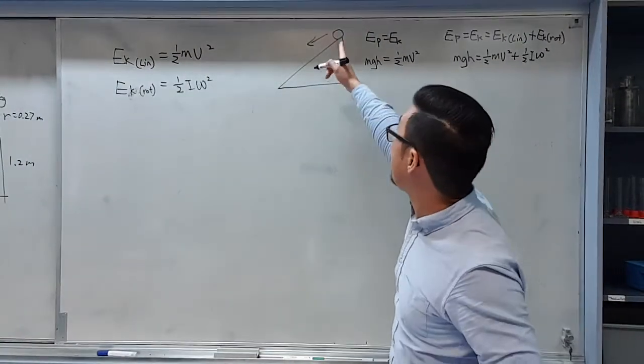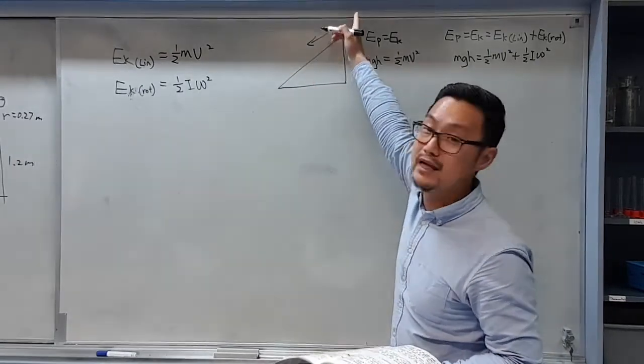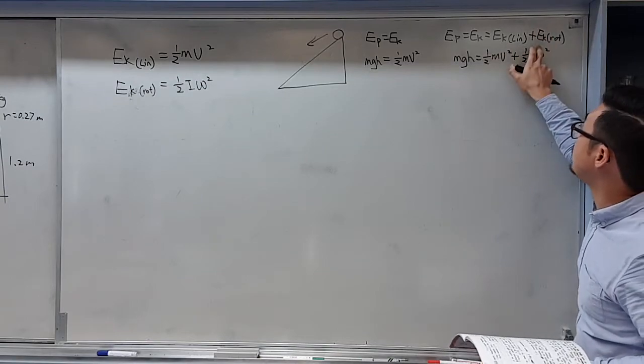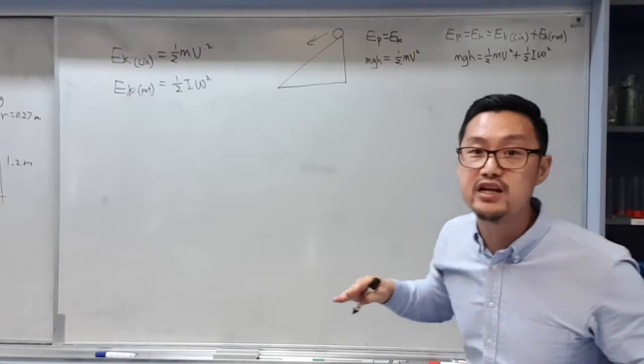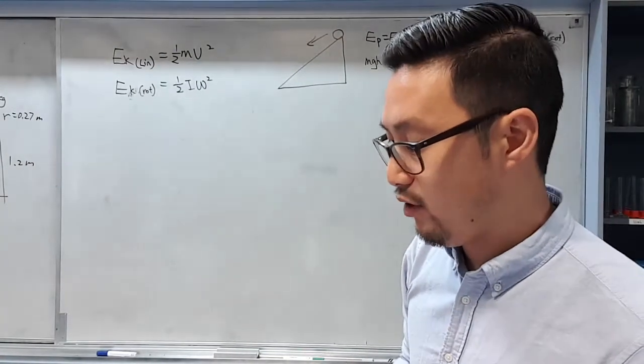Some other types of question are these. You can have gravitational potential energy sliding down, and you can also have something sliding up. Then the linear energy and rotational kinetic energy act together and turn back into gravitational potential energy, making it go up.